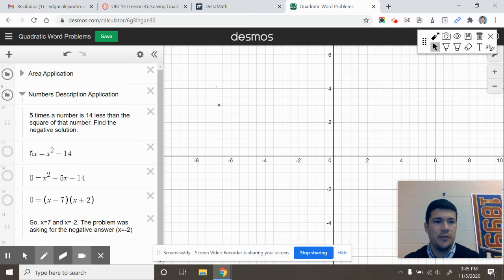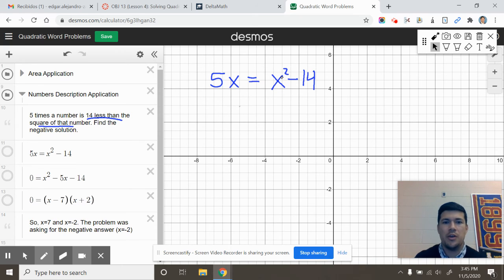The rest is review. So 5 times a number, well, let's call that number x. 5 times a number is, that's an indicator of equals. 5 times a number is 14 less than the square of the number. So this is a little tricky, right? When it says 14 less than, that does not mean 14 minus, because that would be taking away from 14. If it's 14 less than, then we're going to take away 14 from what? The square of that number. Well, the number was x, so the square of it is x squared, and now it's quadratic.